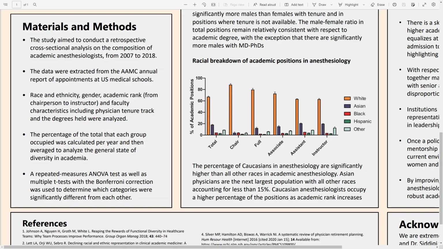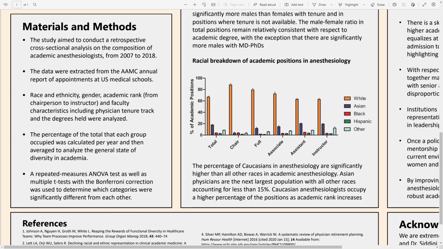The study used methodology that was recently validated in manuscripts analyzing diversity in the internal medicine and surgery workforces. And so we thought it would be a good fit for the anesthesiology workforce as well. The physicians in the study were classified based on their race and their gender, as well as their current academic position, their tenure track, and any degrees they might have held.